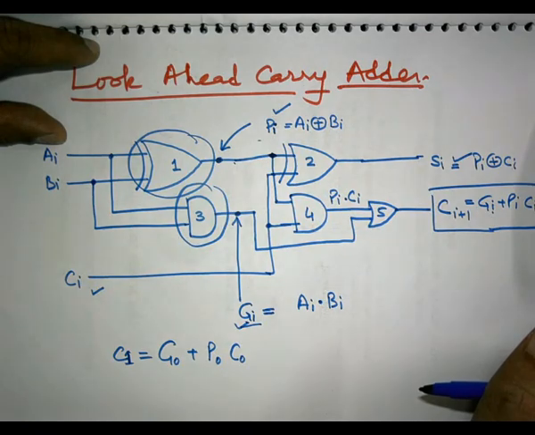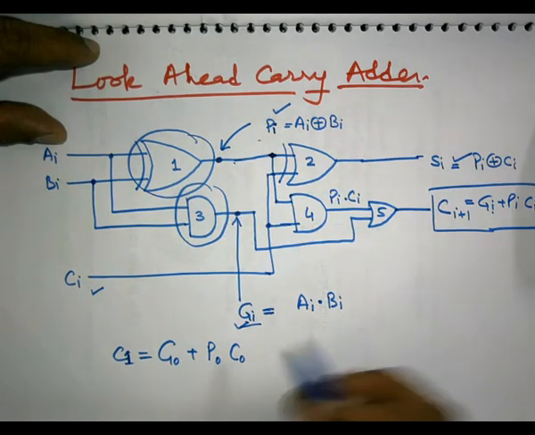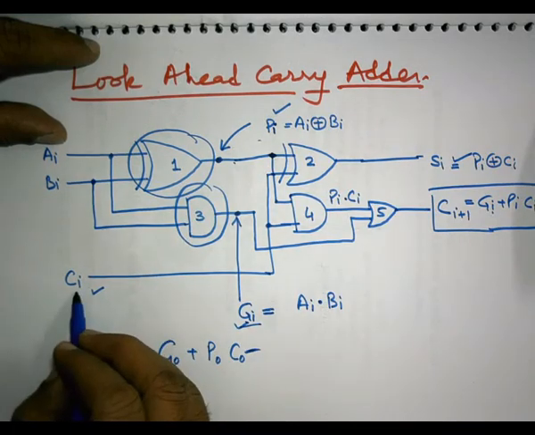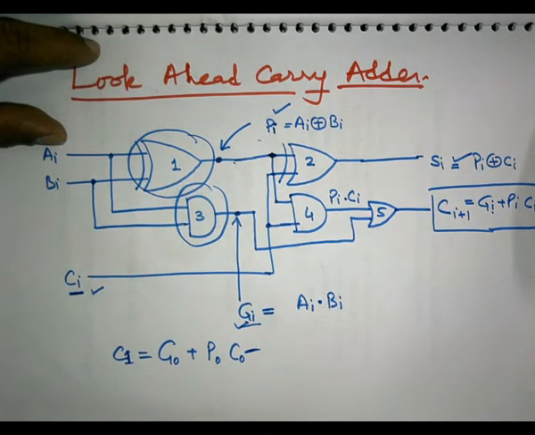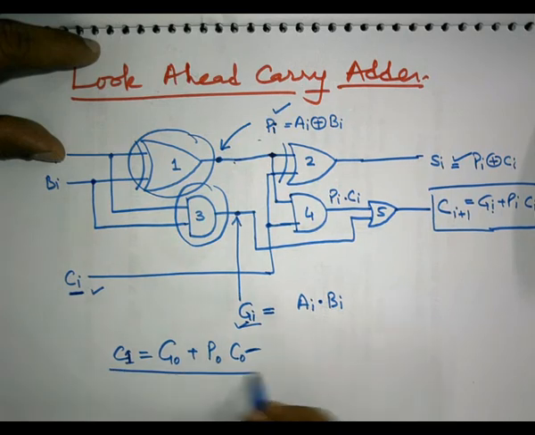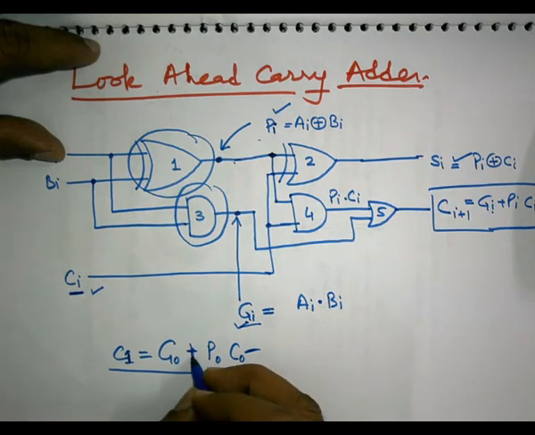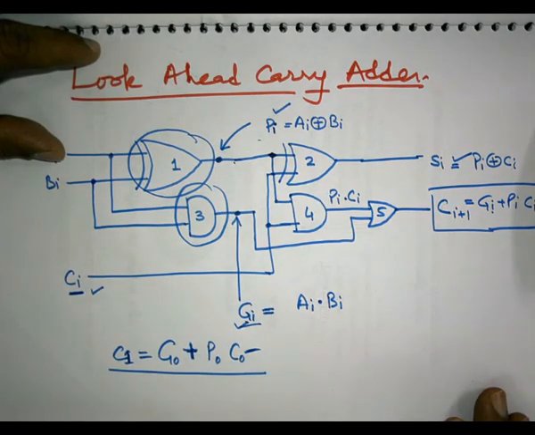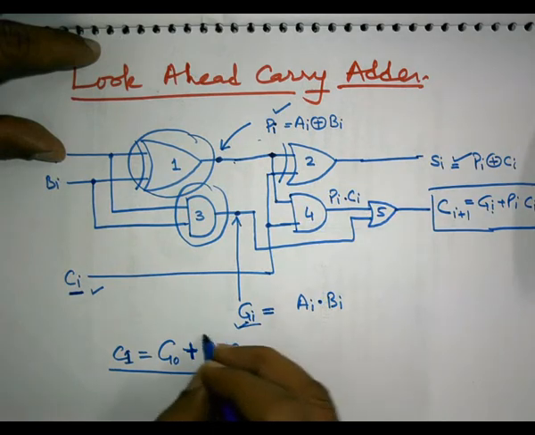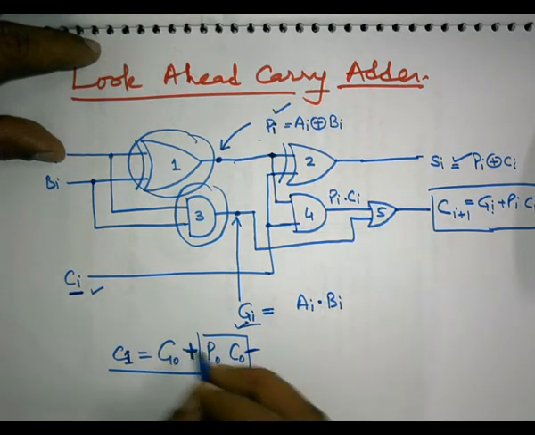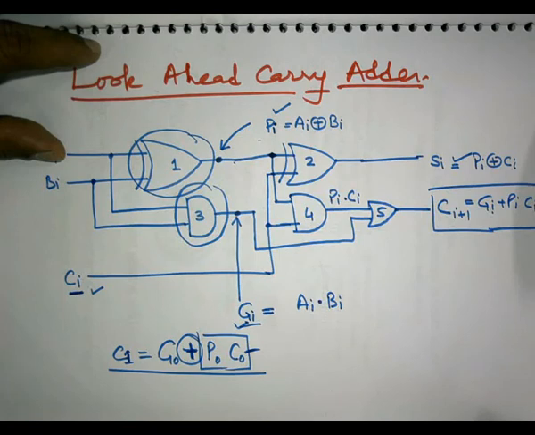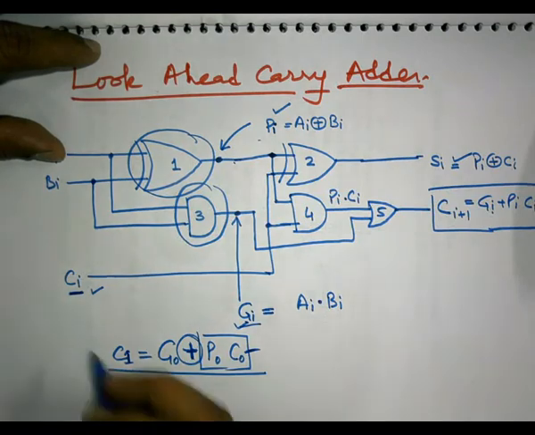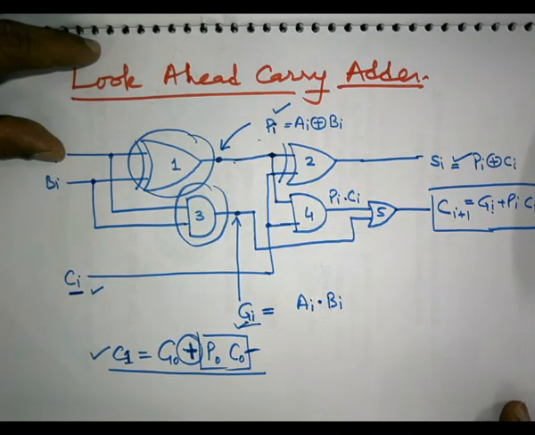PI and GI are available only after a single gate delay. Okay. And CI is available immediately as an input. So there is only one level of propagation delay, or simply saying two levels of propagation delay. One because of this AND gate and the other because of this OR gate. Only two levels of propagation delay give you this C1 out.